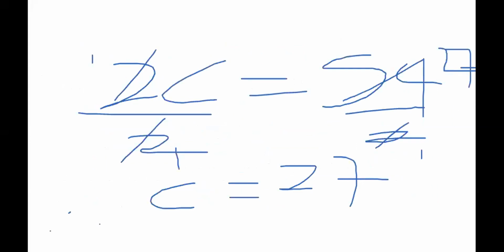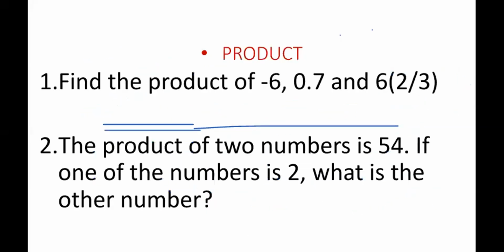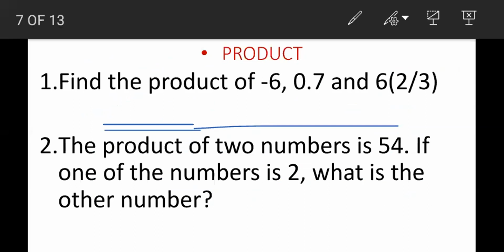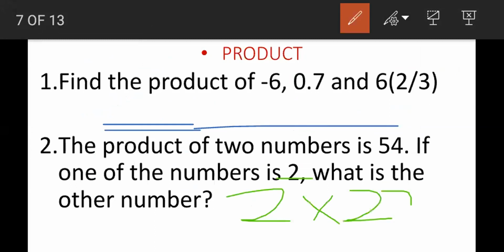Can you see that it's simple? So, you can confirm it. The product of two numbers is 54. What's the first number? The first number is 2. The second number that we just got now is what? It's 27. So 2 times 27 will give us what? 54. You can see that it is simple. So that is just the answer. So everybody do this now.